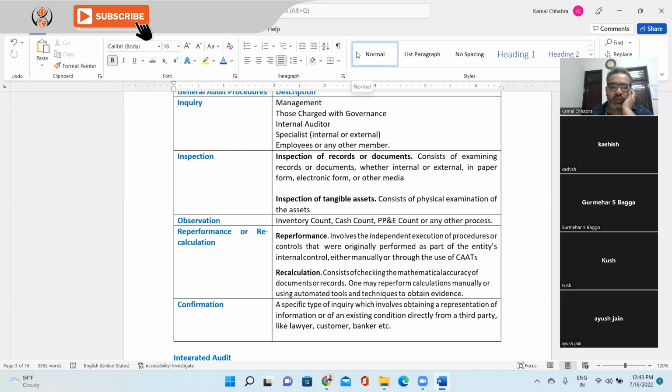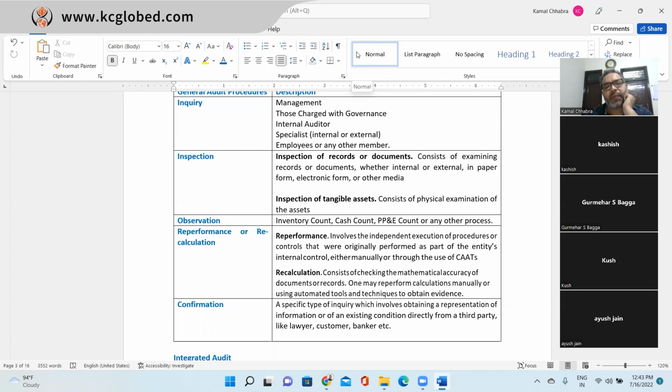Observation. Observation would be when management is performing a certain thing, and you'll be observing. It can be inventory count, cash count, PP&E count, or another process. Especially, as we discussed in the morning, an example of when your IT team is testing the IT general controls or application controls, they observe how initiation, recording, processing, and reporting of the transaction take place in the system, right? That also comes under the observation procedure.